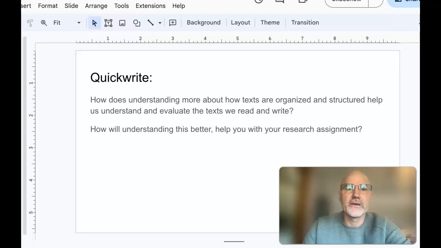I want you to start with a quick write. How does understanding more about how texts are organized and structured help us understand and evaluate the texts we read and write? How will understanding this better help you with your research assignment? Remember, we are ultimately going to be researching the ethics of travel, and we want to think about the structures that we look at. Go ahead and pause the video and do your quick write, and then you can come back to it.